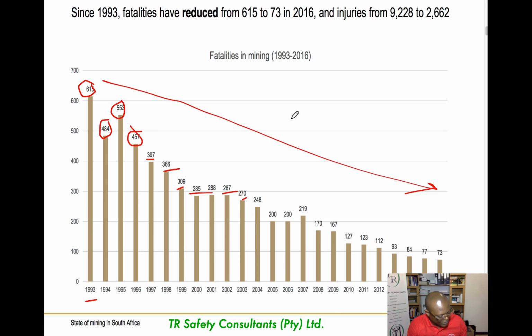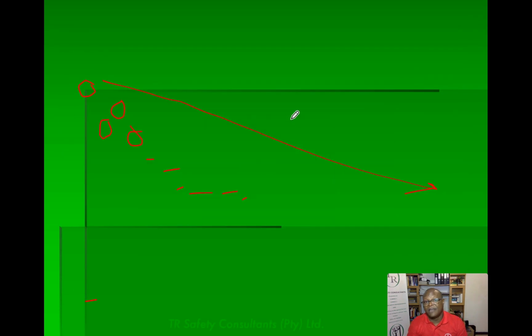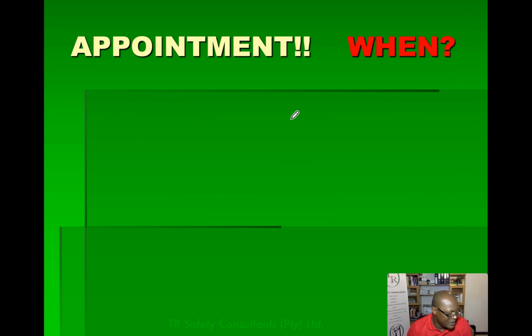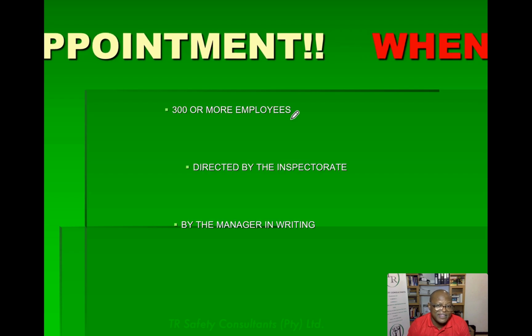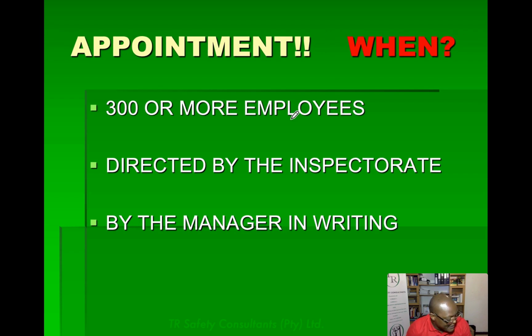Okay, so yes, I thought I would share with you there before we go to our objectives now. Starting with, when do we appoint a safety officer in the mining industry? There are 3 conditions, as you can see. When there are 300 or more employees in your mine, and also in a situation where it is directed or it is an instruction by the inspectorate, that's the second condition, and it must be done by the manager in writing.